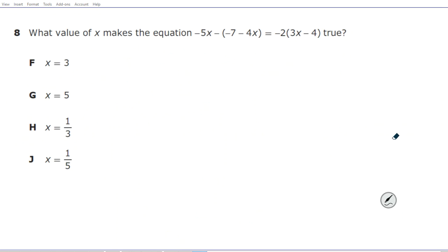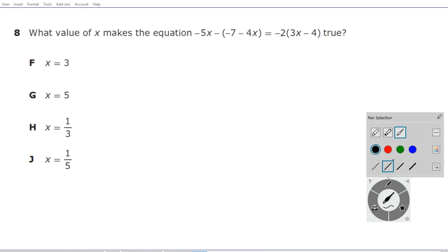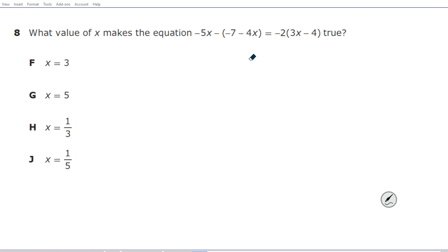Alright, let's take a look at question 8. It reads, what value of x makes the equation negative 5x minus the quantity negative 7 minus 4x equal negative 2 times the quantity 3x minus 4 true? One thing you can do is plug all these into this equation to see which is true, or we can just solve it. So we're going to go ahead and solve this equation for x and see what answer we arrive with.